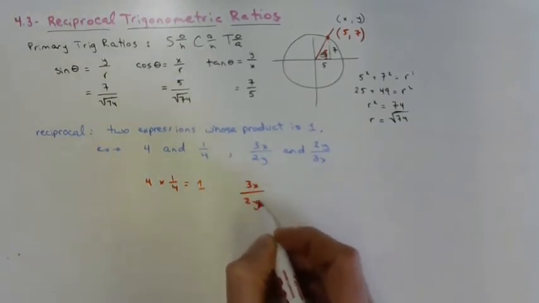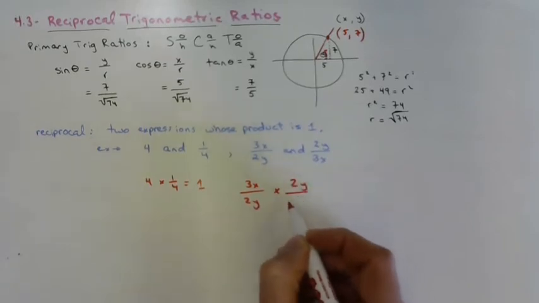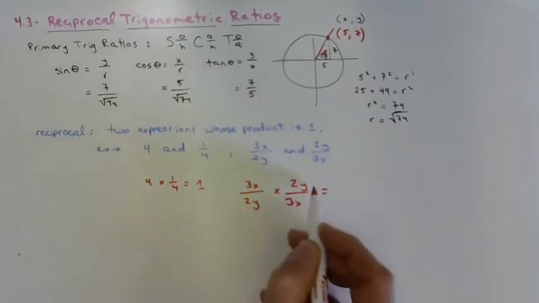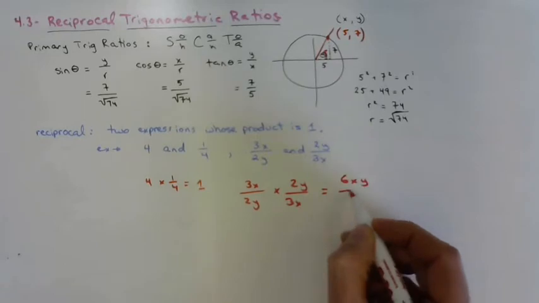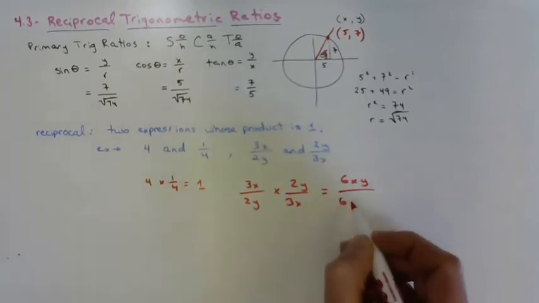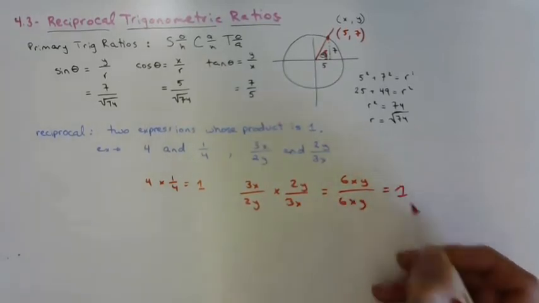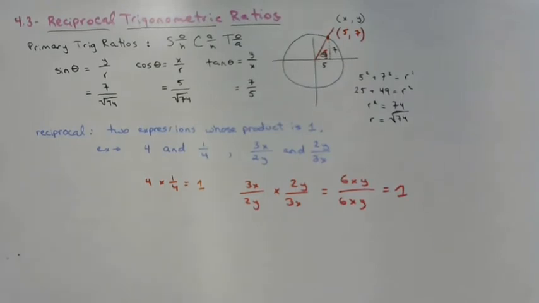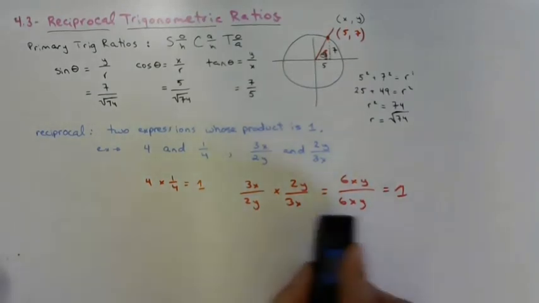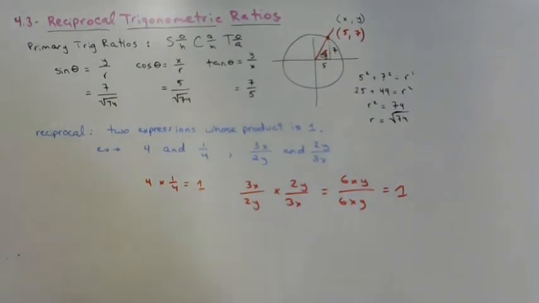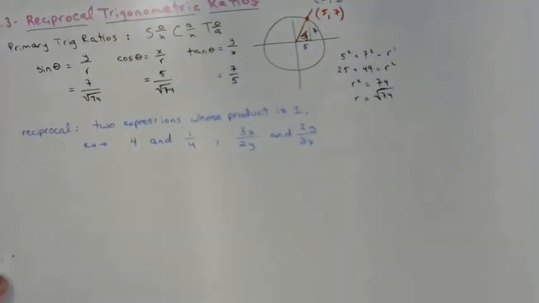3x over 2y times 2y over 3x equals 6xy over 6xy, top times top, bottom times bottom. Well, that equals 1. Okay? So again, if you want to write that as a helpful reminder, you may. You can make up any of your own as long as they are reciprocals.